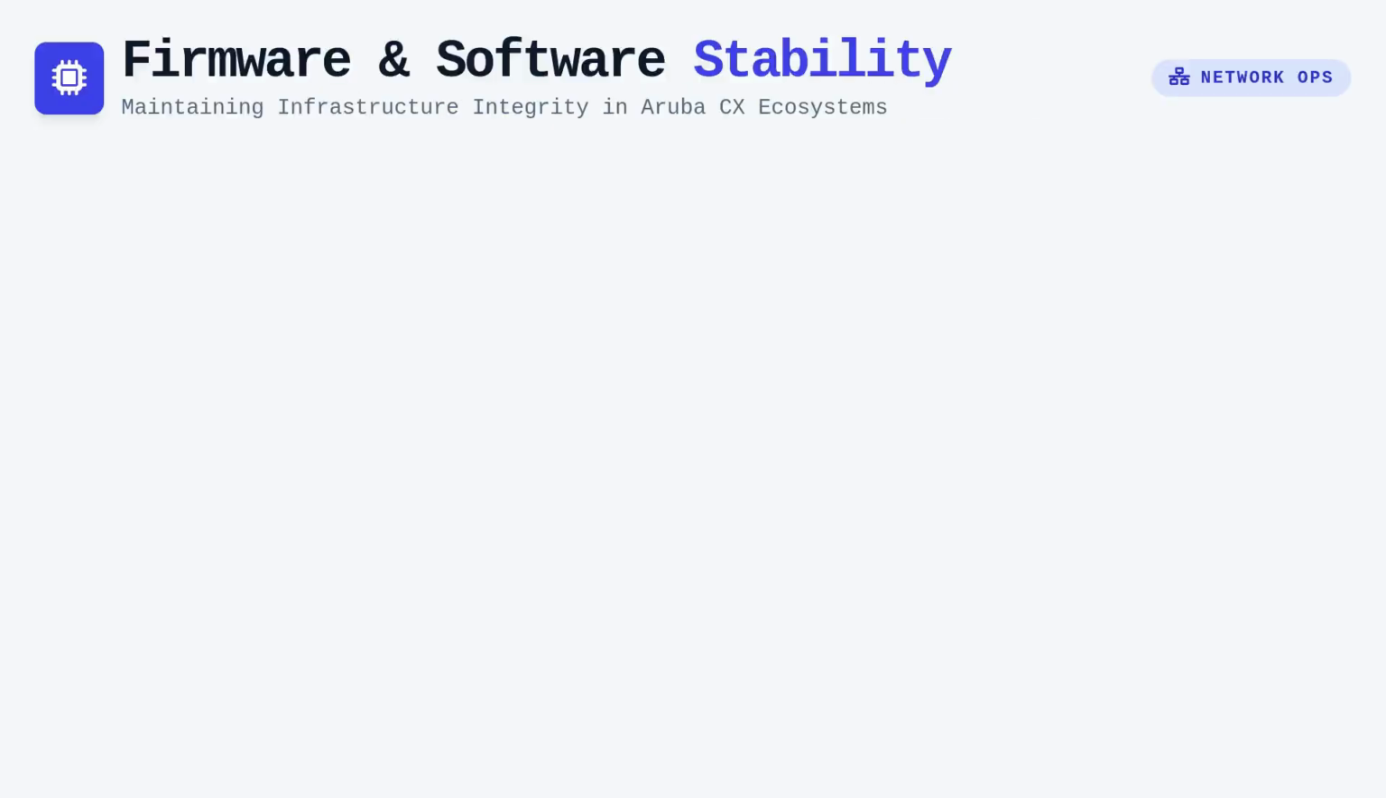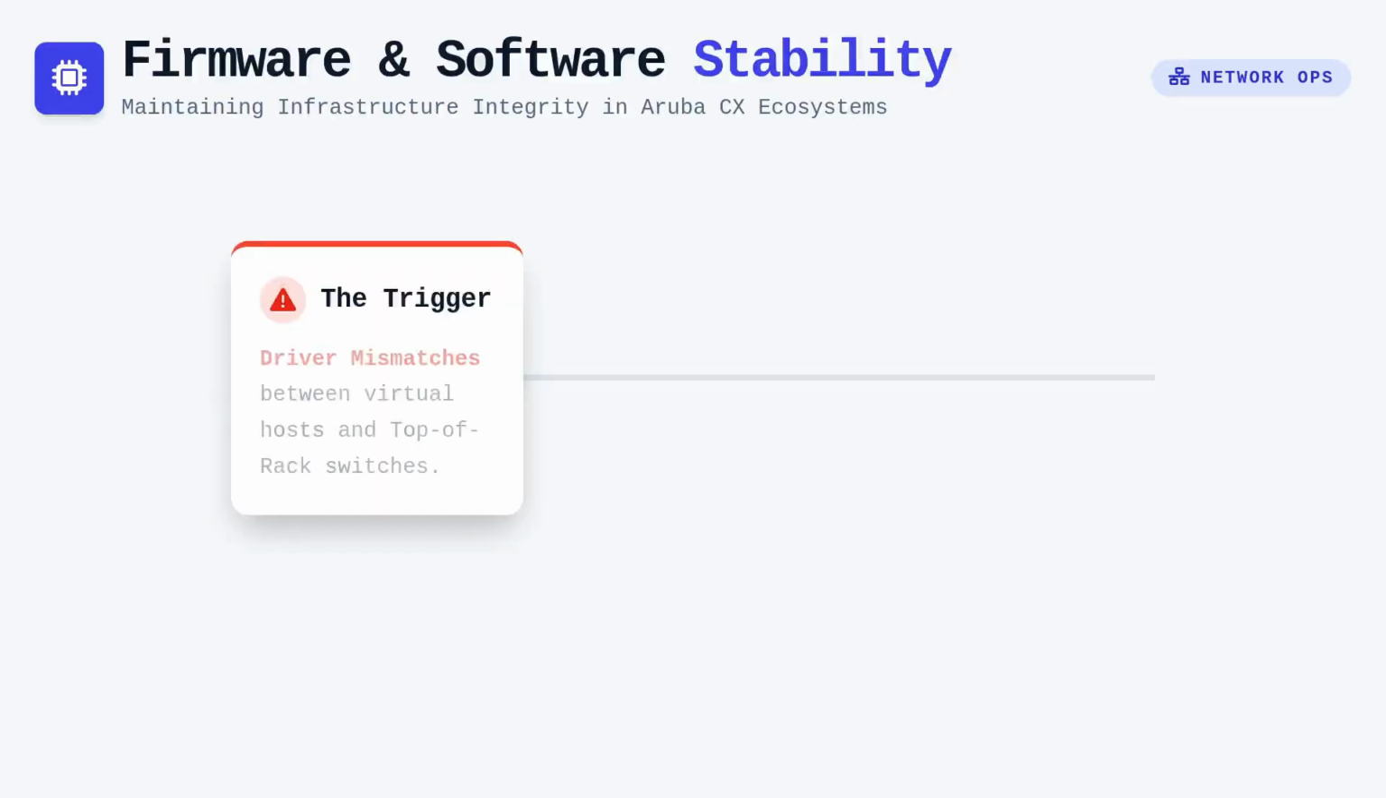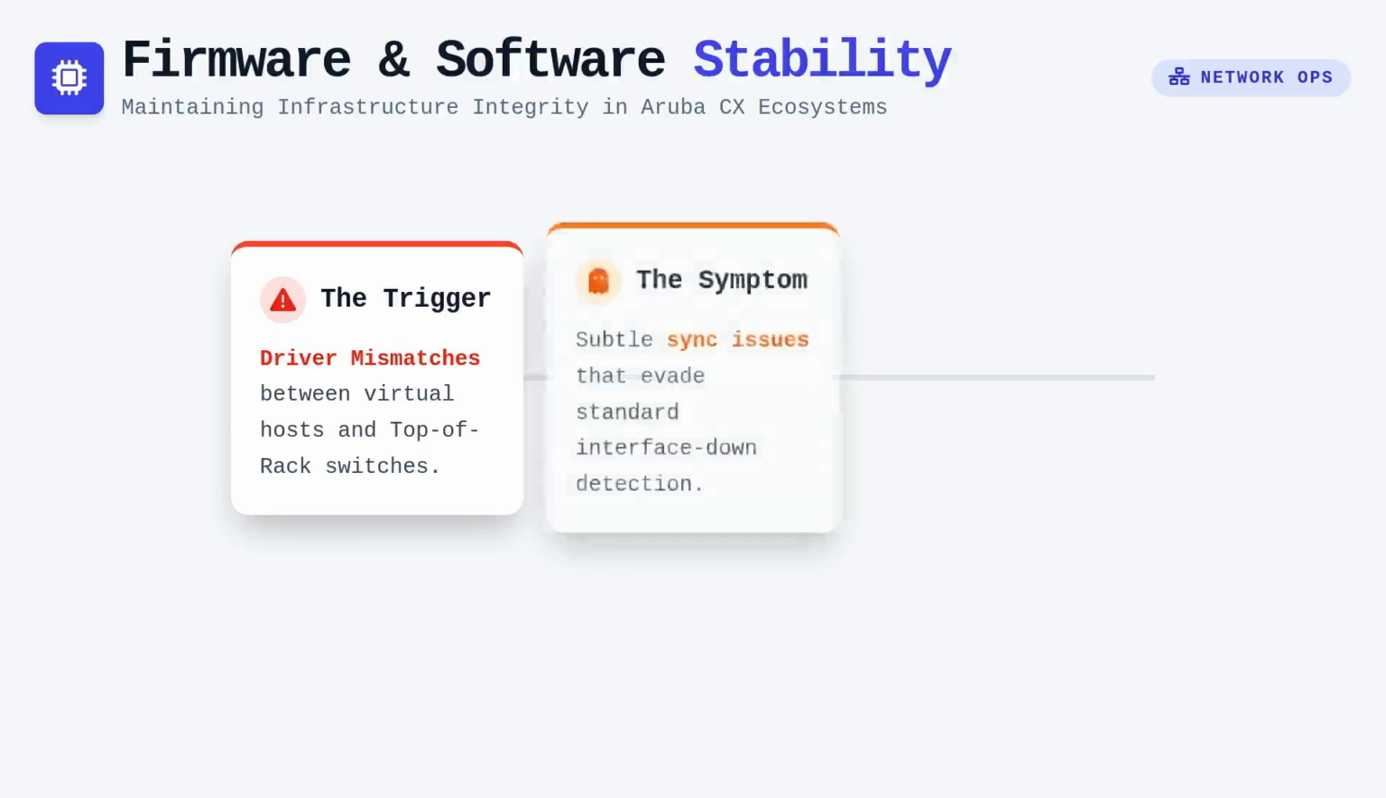Firmware and software versions also play a significant role in the stability of these environments, specifically when managing hardware compatibility within the Aruba CX Switching ecosystem. A minor mismatch in driver versions between a virtualized host and the supporting top-of-rack physical switch can cause subtle synchronization issues that evade standard interface down detection mechanisms.